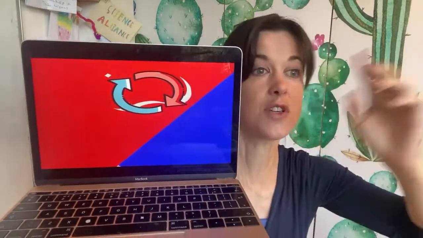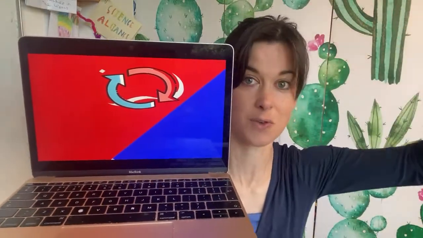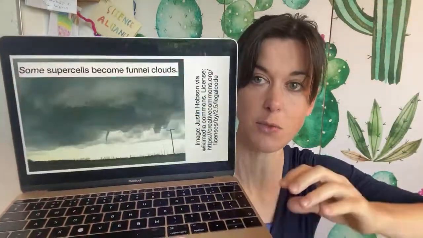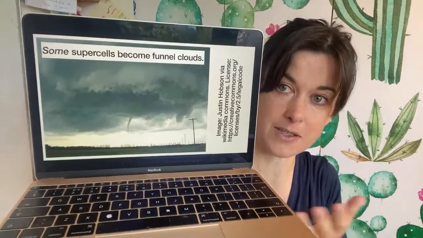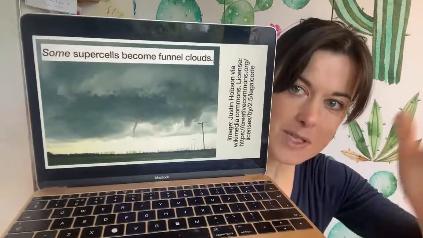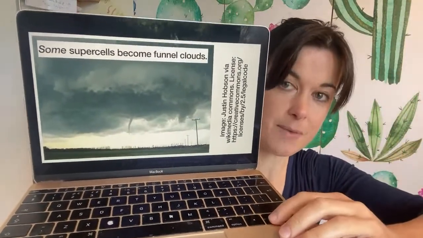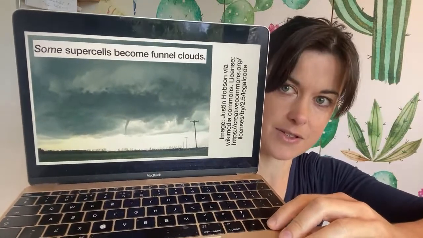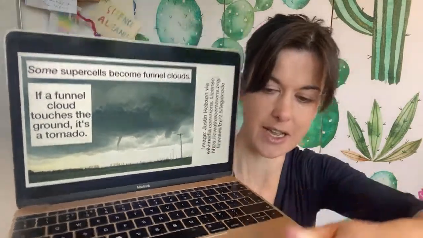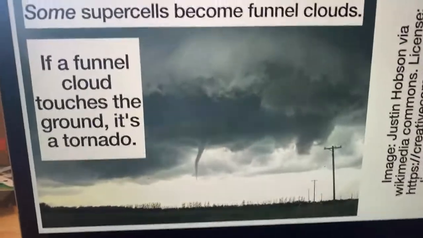So first you've just got a spinning cloud of air, and that is called a supercell. So this would be a storm, a supercell. Some supercells develop these things called funnel clouds, which is pictured here. I'll bring it down here because some of these photos are just great. And if a funnel cloud touches the ground, then it's a tornado.